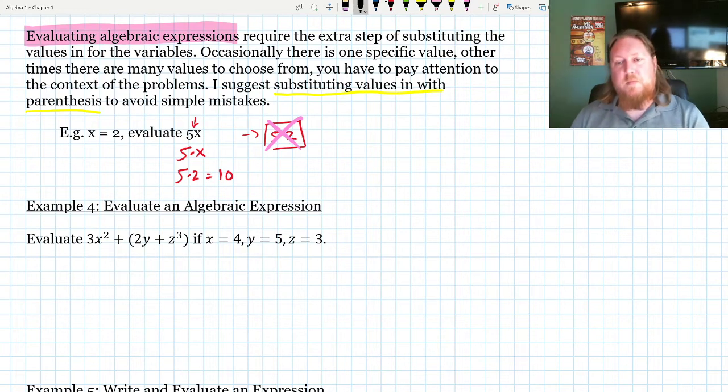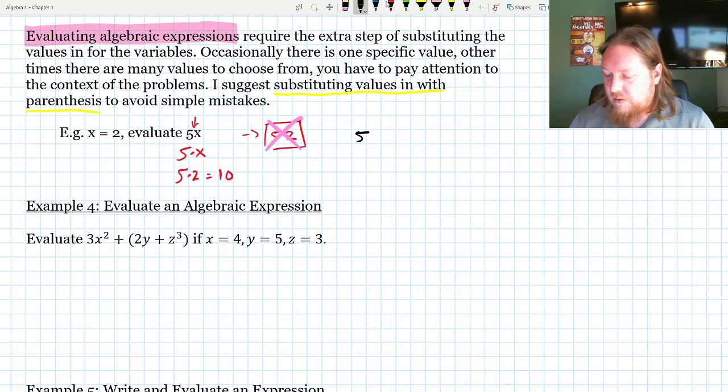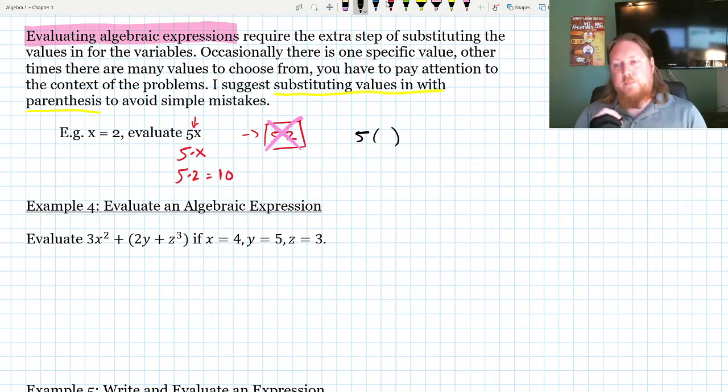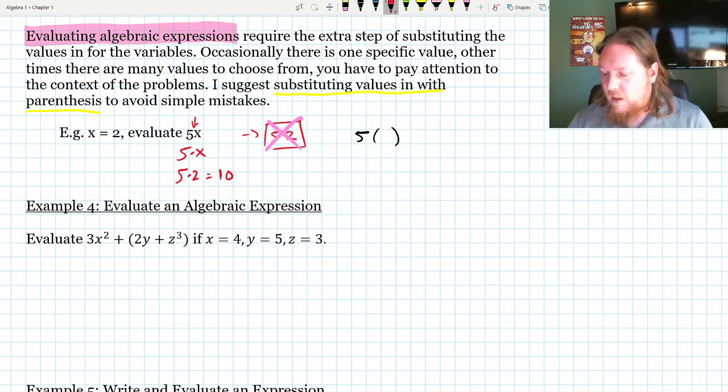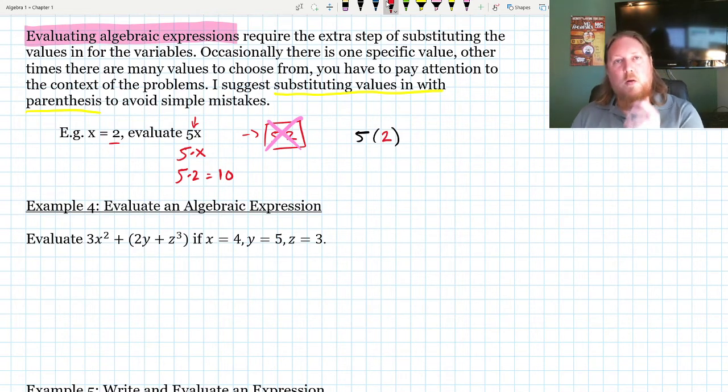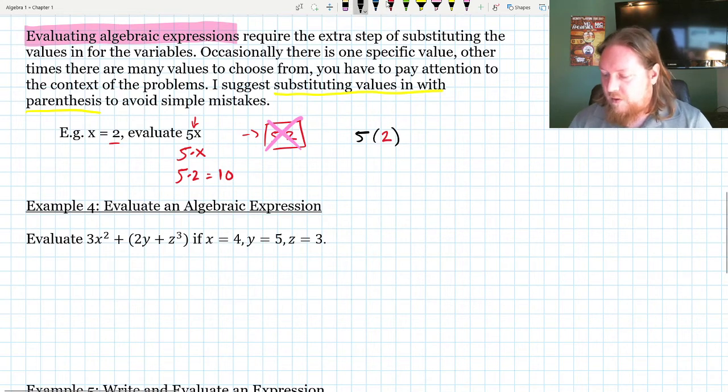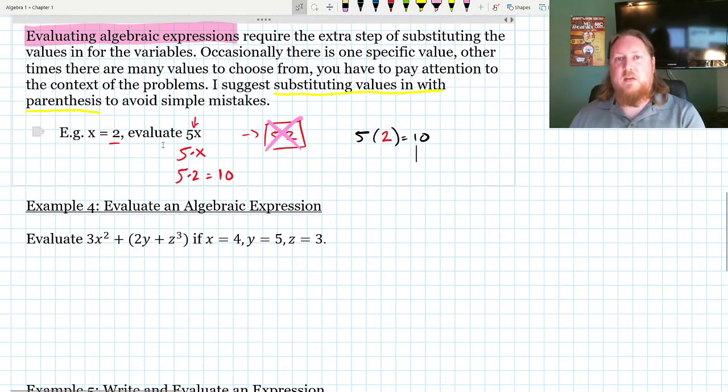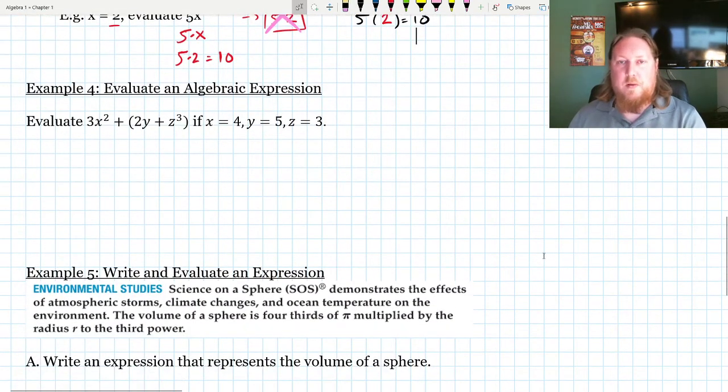My tip, particularly on bigger expressions, is to rewrite the expression, but wherever that variable is, put a set of blank parentheses first. And then take the value that you're supposed to plug in, 2, and plug it in. And now you have preserved the idea that it's multiplication, and that they are two separate numbers. And you end up with the correct answer of 10. So, parentheses help make substitution work a little bit better.